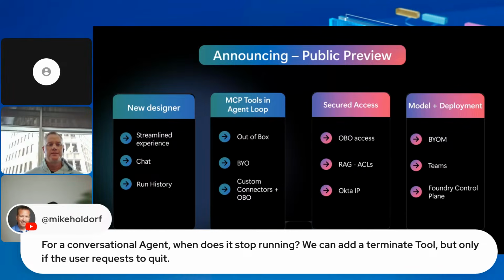Yeah, I mean, by default, I think I need to check back with the team. We have set a number of days. I don't quite remember if it is 30 or 60 days. So it runs for that duration of time. Adding a terminate tool is one option to explicitly terminate it.